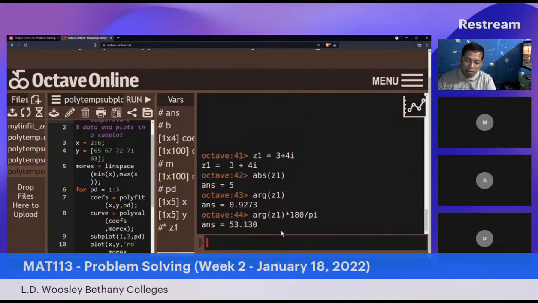So normally Octave and MATLAB default to radian measurement. Aside from that, of course, you have the argument and the absolute value. So this is your conversion from rectangular to polar, rectangular to polar. That is what we see there.